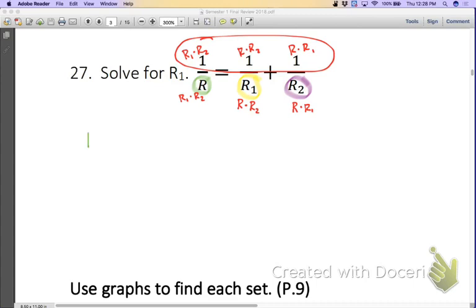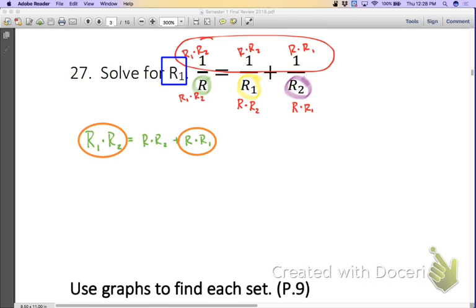So if I have r sub 1 times r sub 2 equal to r times r sub 2 plus r times r sub 1. So I'm solving for r sub 1. So what I want to do is get everything that's r sub 1 together. I have two parts that have an r sub 1 in there, and it's here and here.